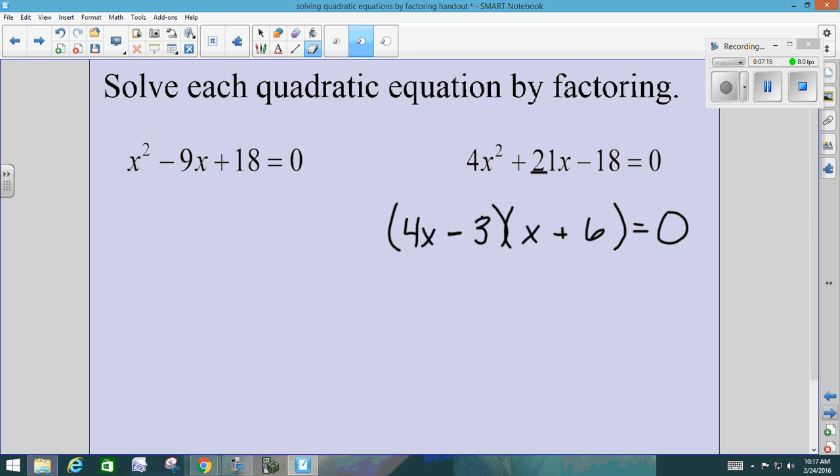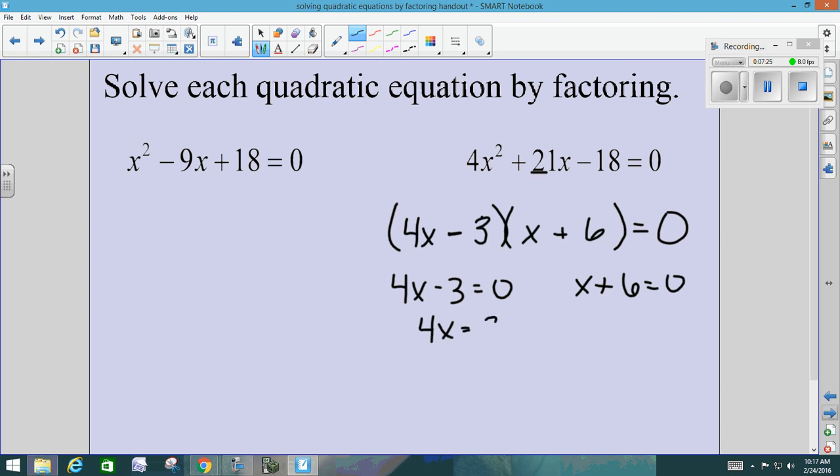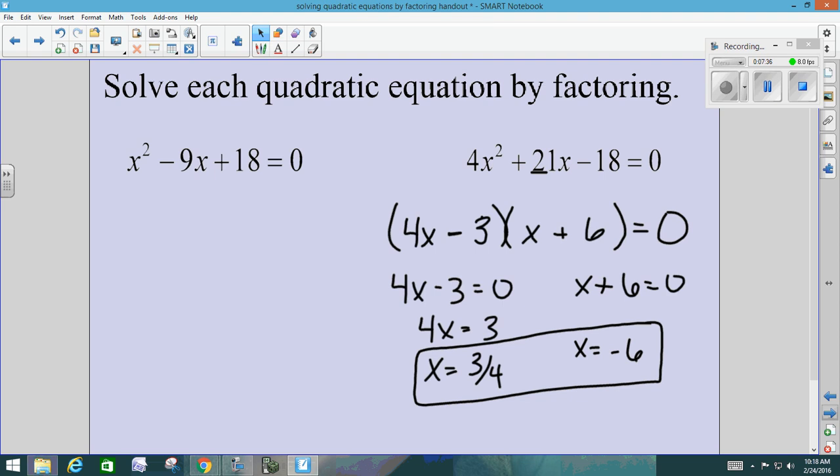So take now what's on the inside and set it equal to 0. 4x minus 3 equals 0. X plus 6 equals 0. Add 3 over. 4x equals 3. Divide by 4 and you get 3/4. Subtract 6 and you get negative 6. Well, it's up to you if you want to check them or not. That's how you know if you get 100. These ones will work. We checked them this morning.